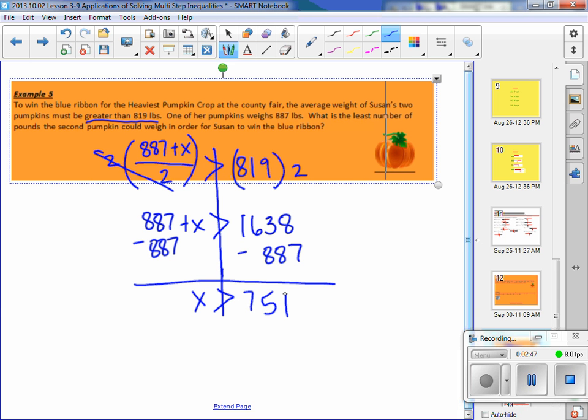Yep. So if I was going to make a graph, it's a word problem, so I have to think about decimals and negatives. Are decimals okay? Yeah, for pounds, decimals are okay. What about negatives? No. Okay, so luckily we're not going to be shading towards the negatives anyway, so that's not a problem. So I would put 751, open circle, shade to the right.